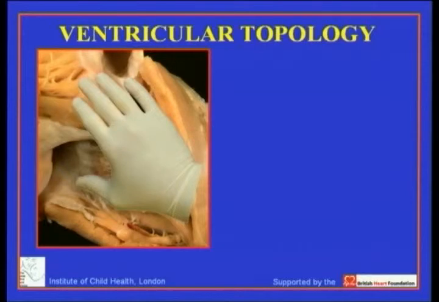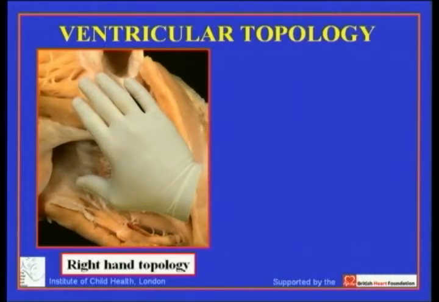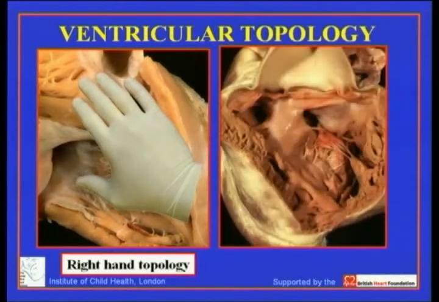Anybody who can get their left hand on the picture you see on the board at the moment, please show me your left hand afterwards, because it will be a very strange left hand. And no matter how we twisted this ventricular mass, it would still only be possible to get the right hand on the septal surface, making this right hand topology.